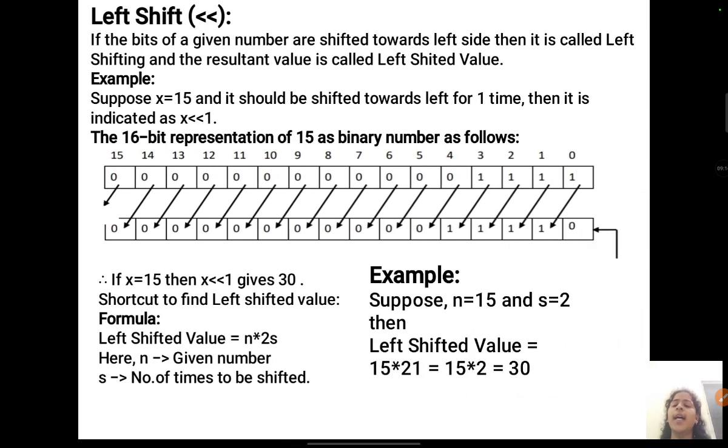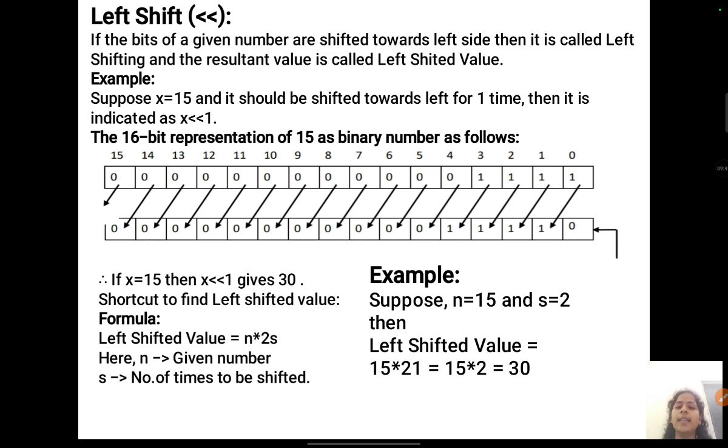Left shift. If the bits of a given number are shifted towards the left side, then it is called left shifting and the resultant value is called the left shifted value. Example: suppose x = 15 and it should be shifted towards the left one time, then it is indicated as x << 1. If x = 15, then x << 1 gives 30. Shortcut to find left shifted value. Formula: left shifted value = n * 2^s.